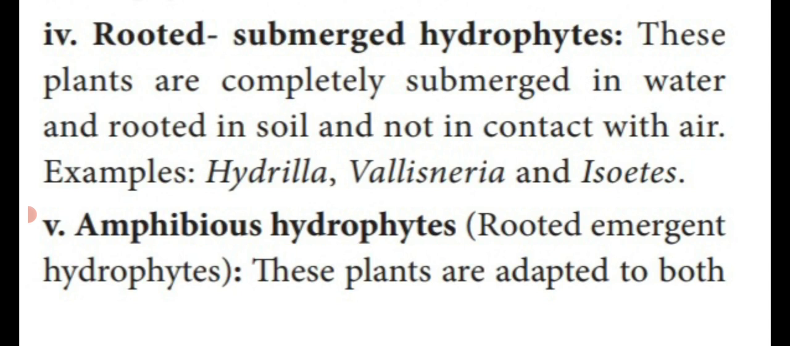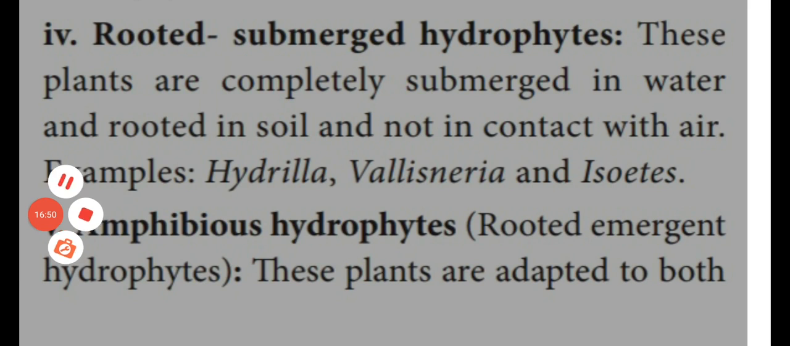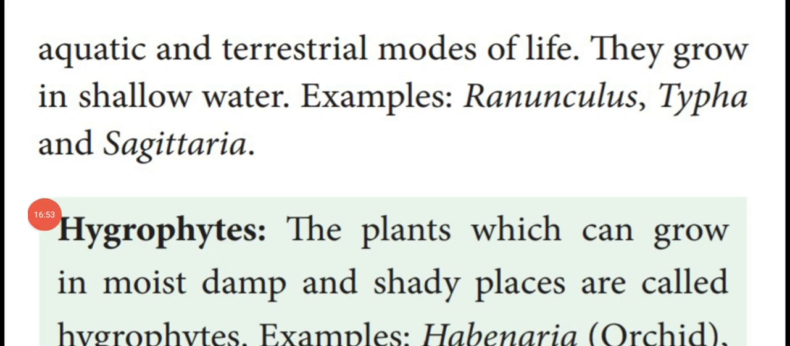Next one, amphibious hydrophytes or rooted emergent hydrophytes. These plants are adapted for both aquatic and terrestrial modes of habitat. Aquatic means they need a sufficient amount of water, and they also need terrestrial mode of adaptation. They need sufficient water, I told you, isn't it? That's why they grow in shallow water. Example, Ranunculus, Typha and Sagittaria.